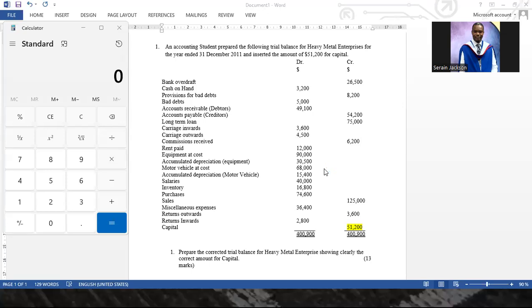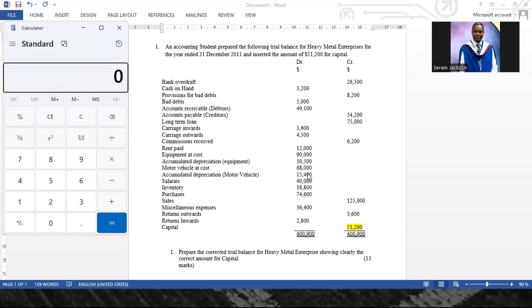All right, so let us look now at these figures that we're going to be calculating. I have my calculator here. We're going to calculate the debit side, and you may be wondering why I am calculating all of this. We need to find the corrected capital figure, because that's what they asked for, showing clearly the corrected amount for capital. How do we find capital again, based on the accounting equation? Capital equals assets minus liabilities. All right, so that is what we are going to be doing.